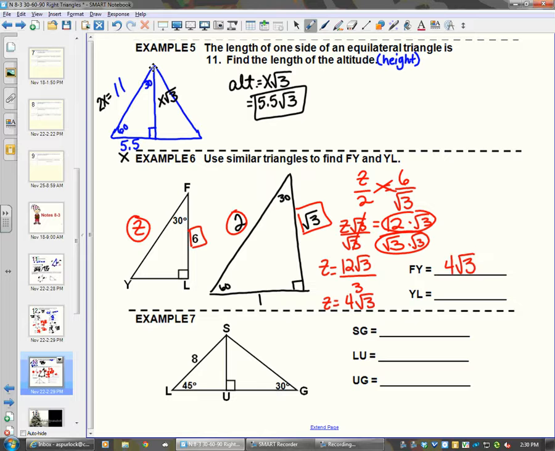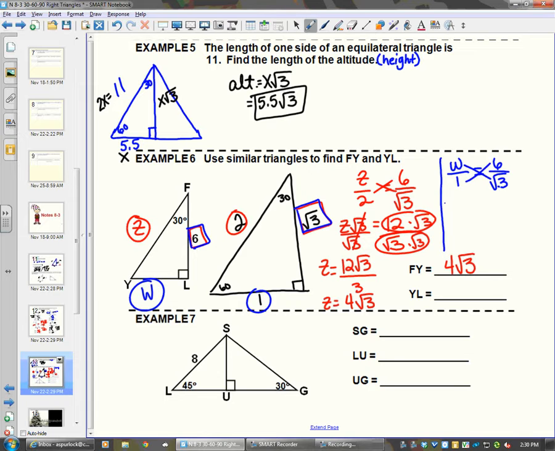Okay. Now let's switch gears here because we're also asked to find YL. So let's call YL W. I'm just making up letters. So obviously that's what I'm trying to find here. So what's going to be corresponding with the W? That's going to be the 1. So W over 1. And then I would use the 6 and the square root of 3 again.